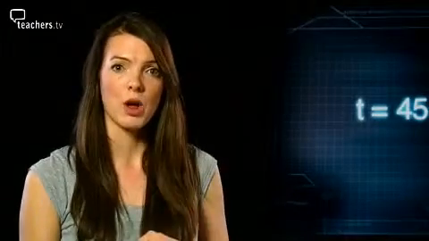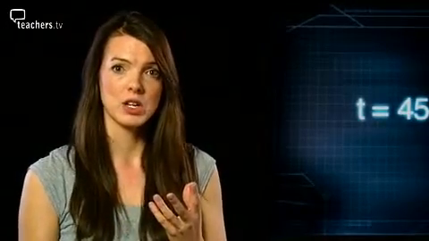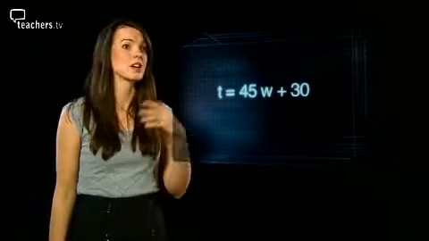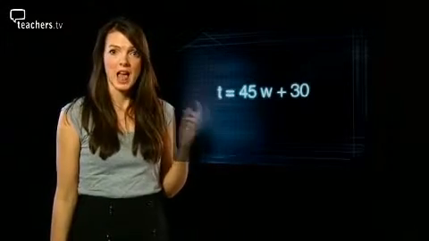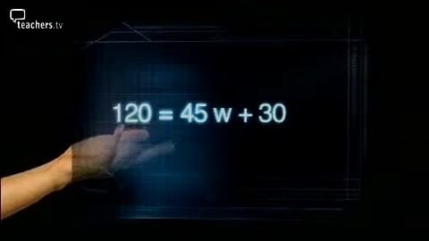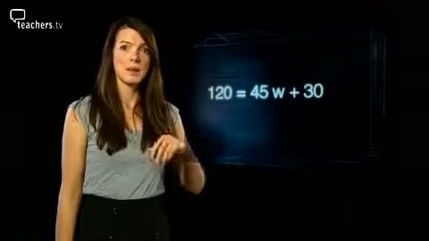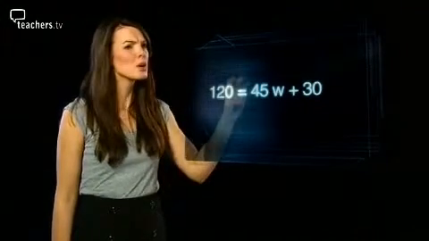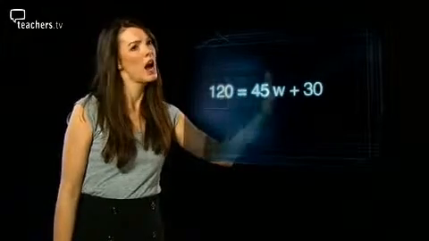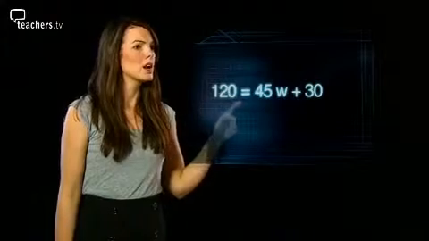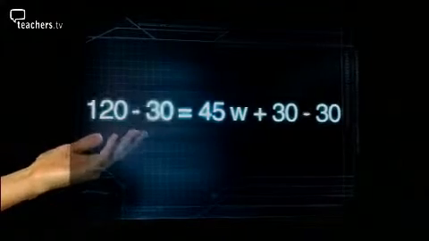Well, we could solve that one numerically, like an equation. 2 hours is 120 minutes. So that means that T equals 120. And that means our equation now becomes 120 equals 45W plus 30. But to find W, we need to get W on one side of the equation and all the numbers on the other. So let's start by taking the 30 away from both sides.